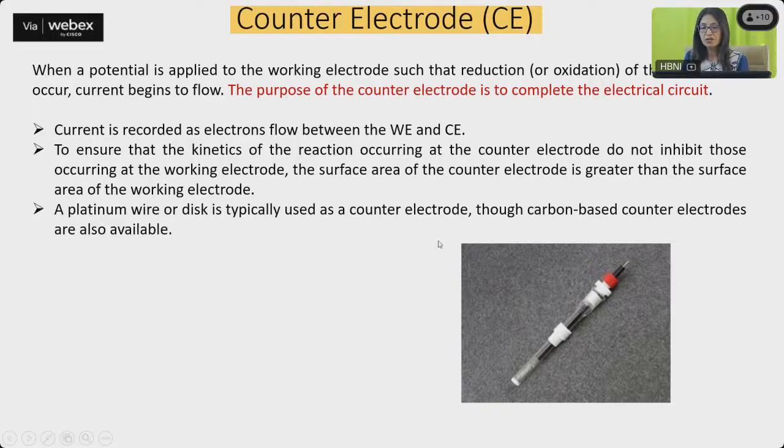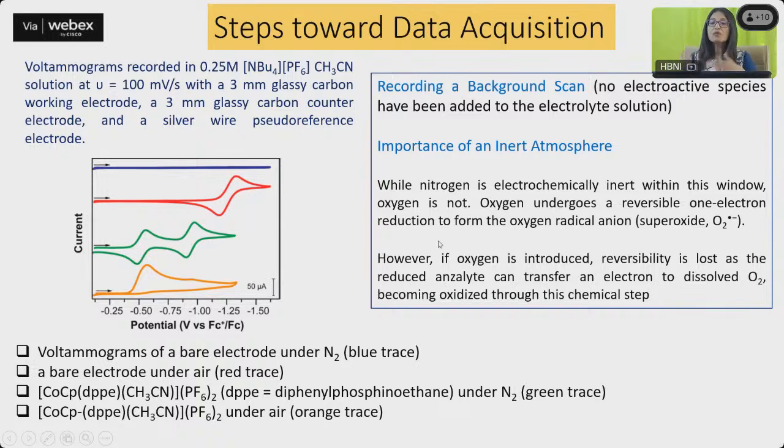Sometimes carbon based electrodes are also used. So how do you do the data acquisition in the case of a CV? Here I'll show you one voltammogram. This is a voltammogram of a bare electrode under nitrogen. You don't see anything over here, no oxidation peak, no reduction peak. This is a bare electrode under air. You see definitely one oxidation and one reduction peak over here.